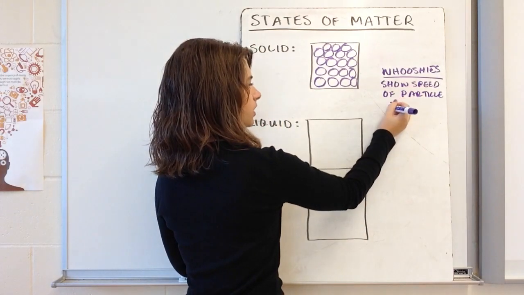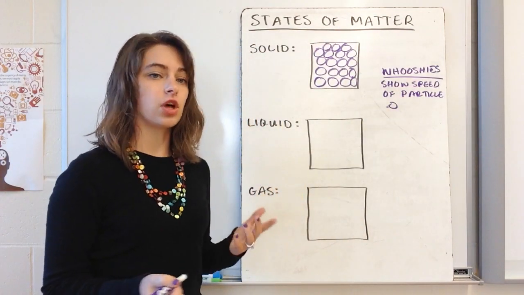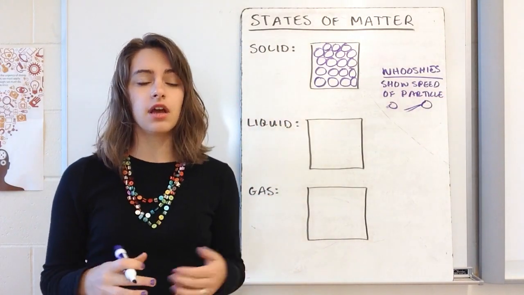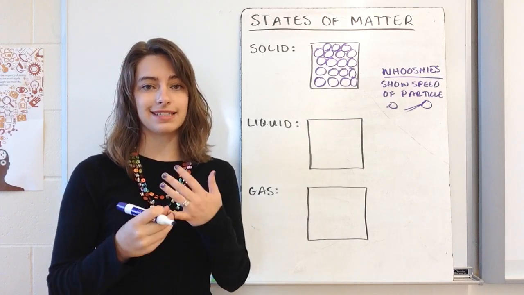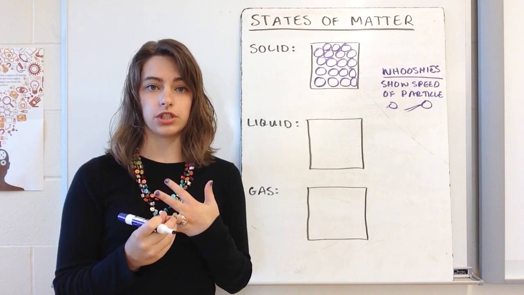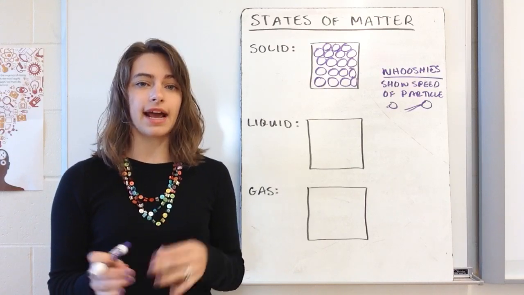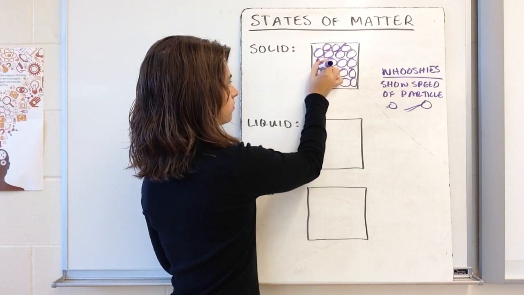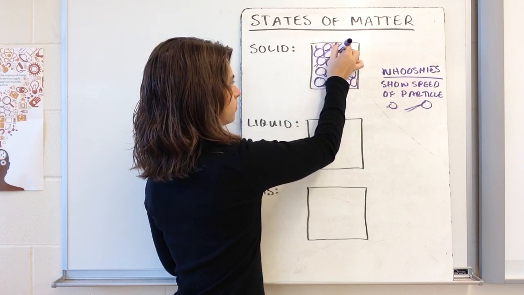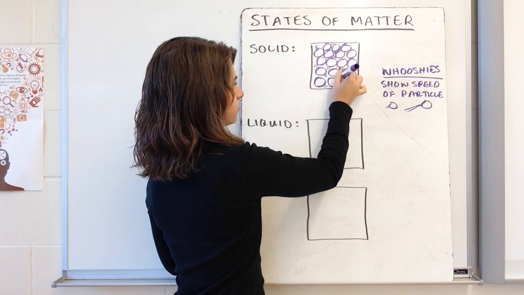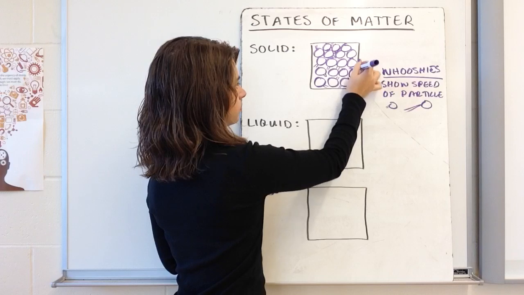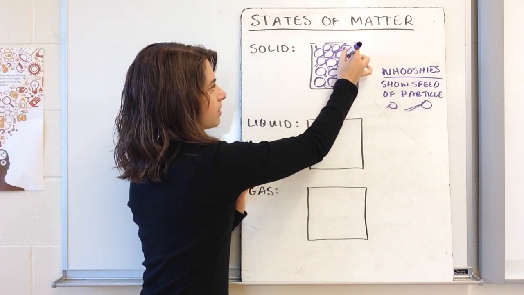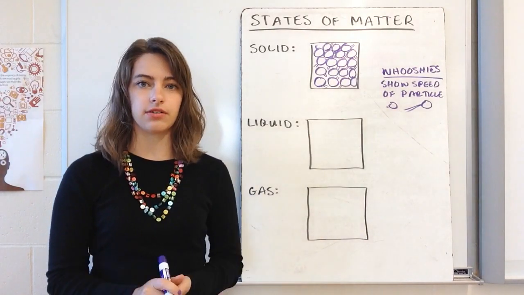So if we have a particle with a really short whooshy, it means it's moving slowly. If we have particles with really long whooshies, that means they're moving fast. So in a solid, our particles are not only packed tightly together, they have strong attractions for each other. They are also moving very slowly. So I'm going to add short little whooshies to my particles. And now that all of my particles have whooshies, I have a particle diagram for a solid.